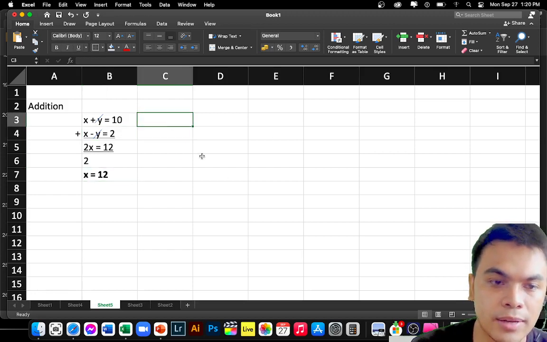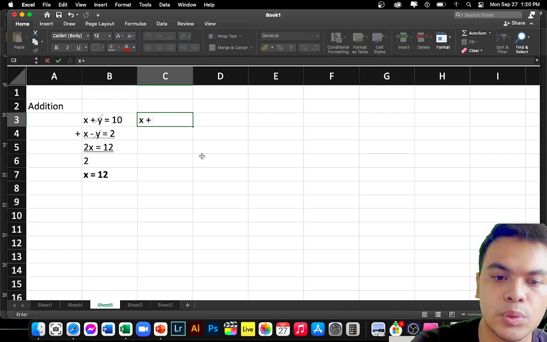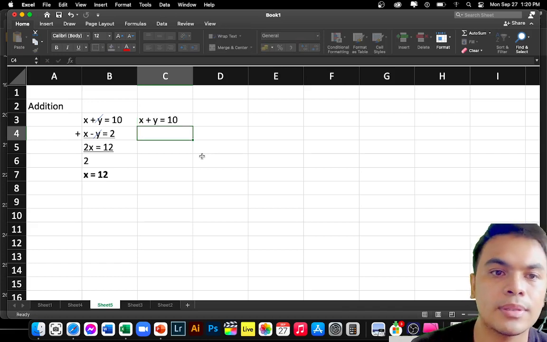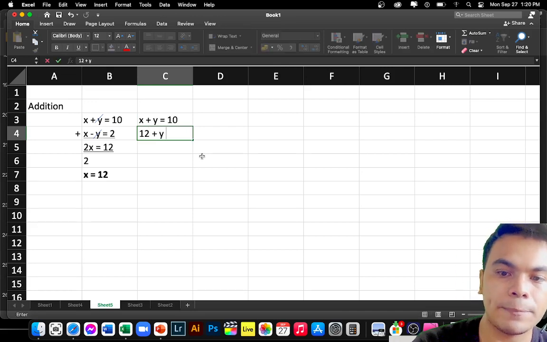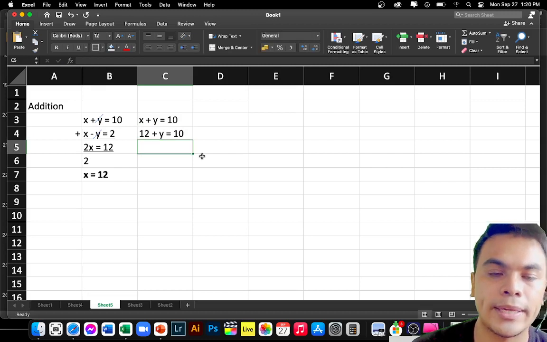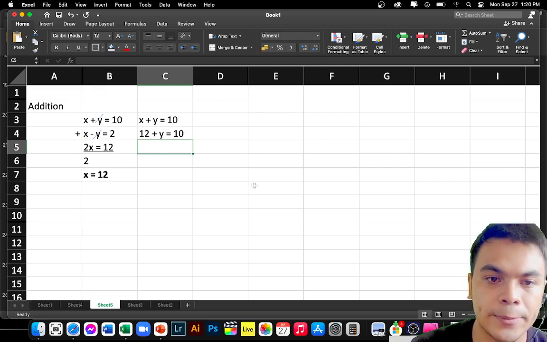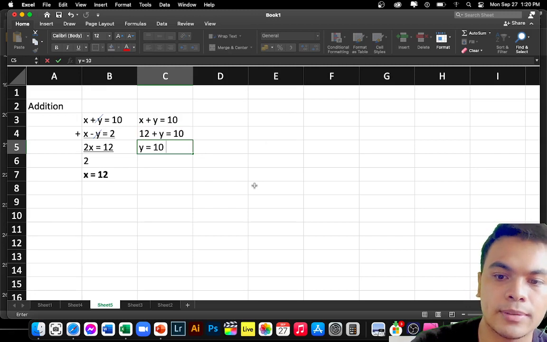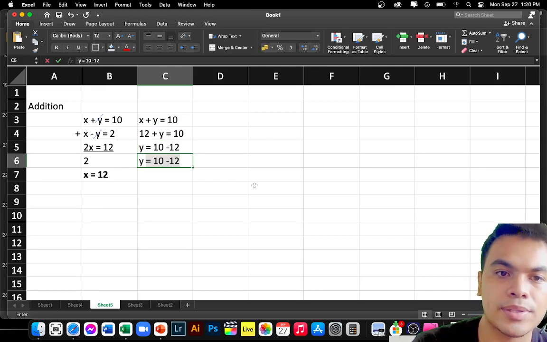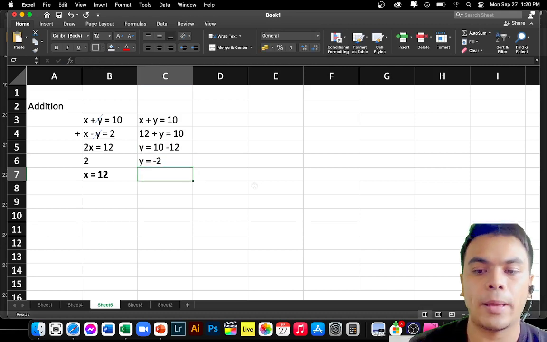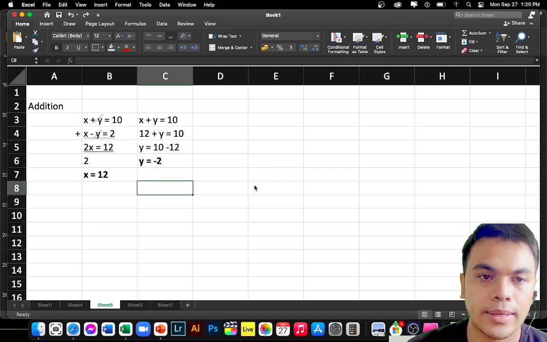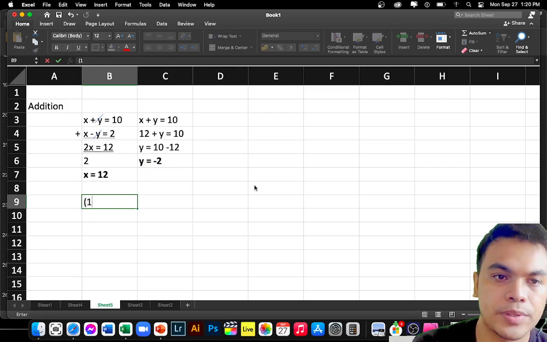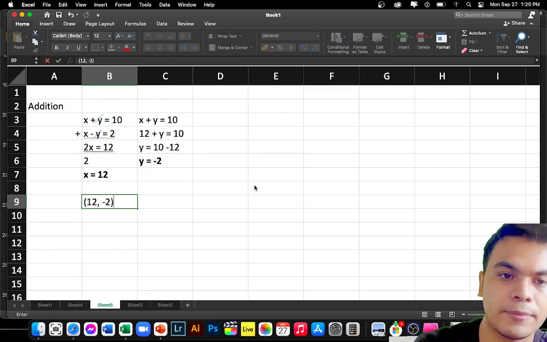Okay, using the first formula, which is x plus y is equal to 10. If x is 6, so we substitute 6 plus y is equal to 10. We transpose 6 to the other side. Y is equal to 10 minus 6. Y is now 4. So, x is 6, y is 4.